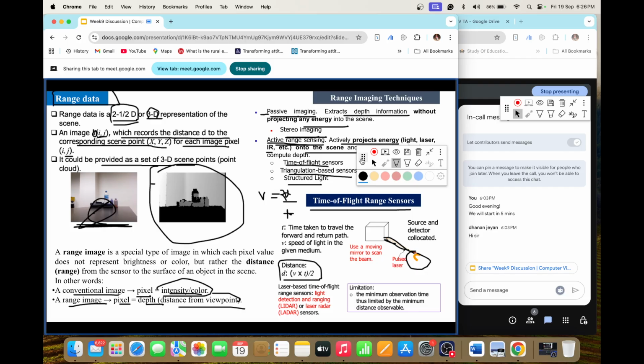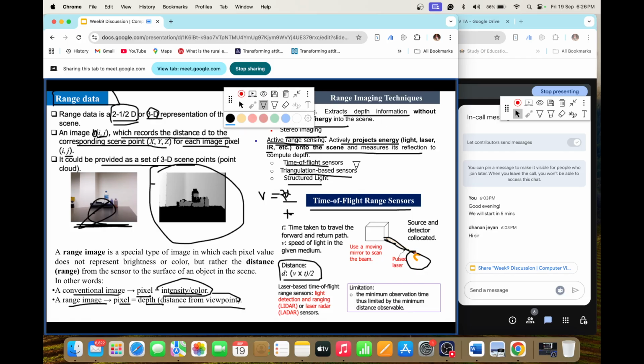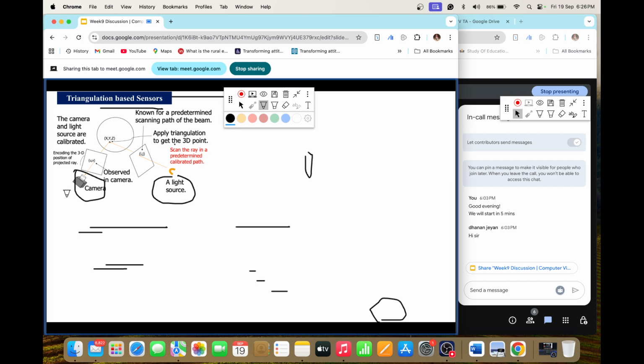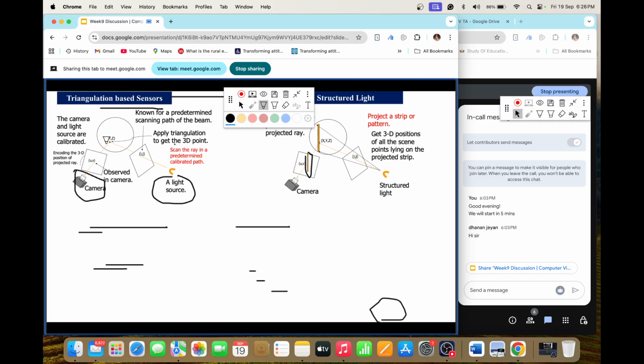And then we have three active range sensing techniques. One is time of flight, which generally uses a laser. Second is the triangulation based sensor, which requires three things: a light source, a camera, and definitely the object. Structured light is very similar to a triangulation based sensor, only here the beam we are using is large to get a pattern, and that pattern is observed by the camera. That is the difference between the triangulation based sensor and structured light.